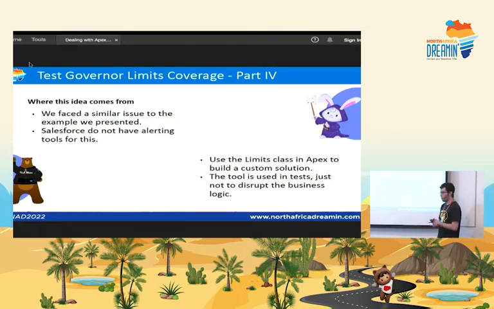And the reason why we have used the test for this is because we don't want to disrupt the actual business logic of the platform. With the test, we will be safe because it's only used by the developers, without affecting the actual business.